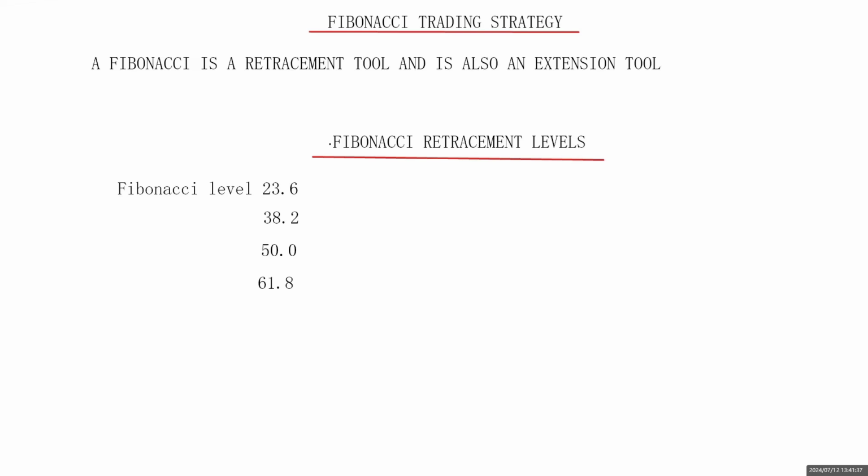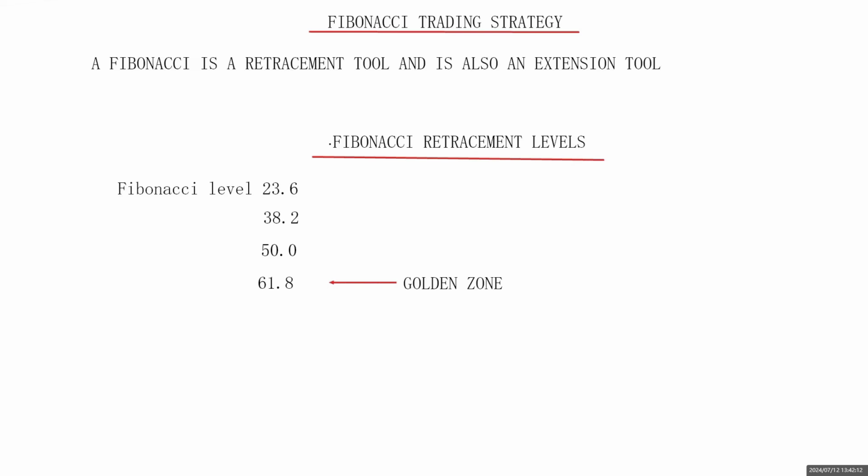Okay, this is because the Fibonacci 61.8 is the most sensitive reversal area in the Fibonacci retracement level. The Fibonacci 61.8, apart from on the charts, can also be found in real life, in plants and all. So the Fibonacci 61.8 level is very, very significant. And it's important to note that the Fibonacci 61.8 level is also known as the golden zone. Okay, so let's go ahead and write that out, that this Fibonacci level is known as the golden zone.